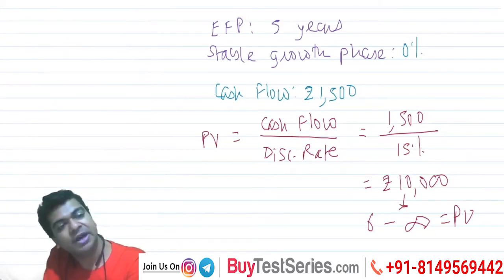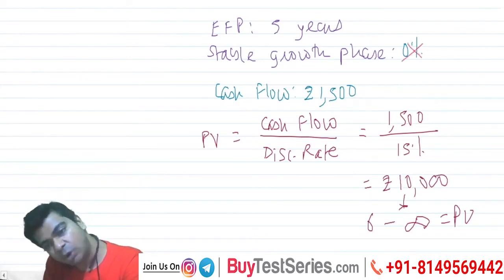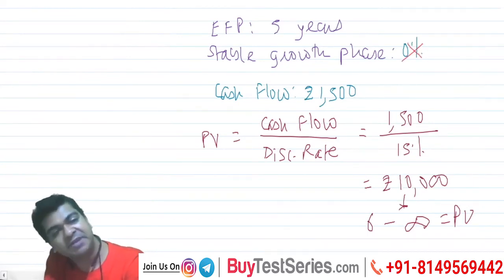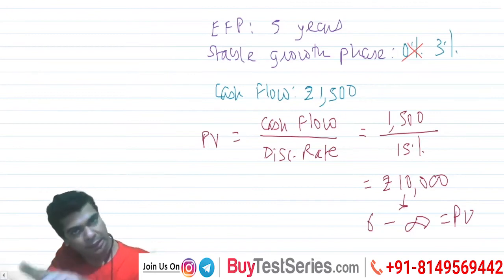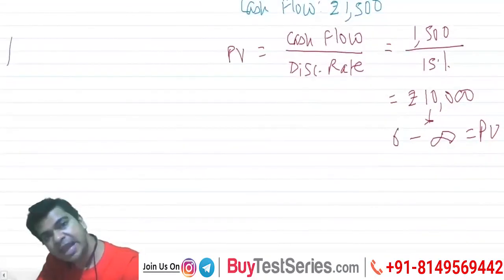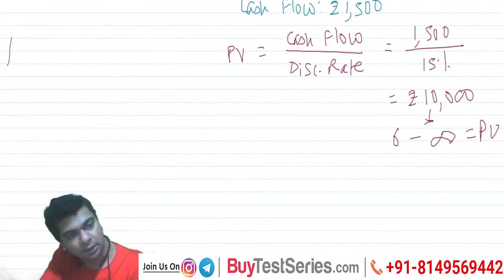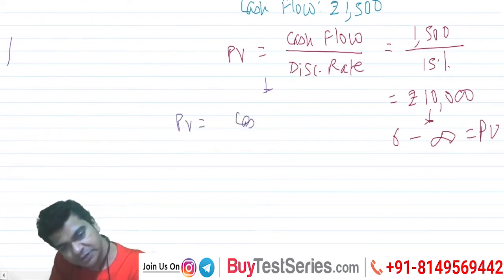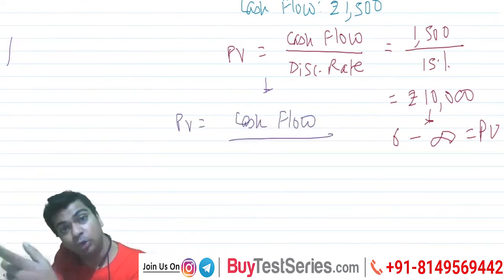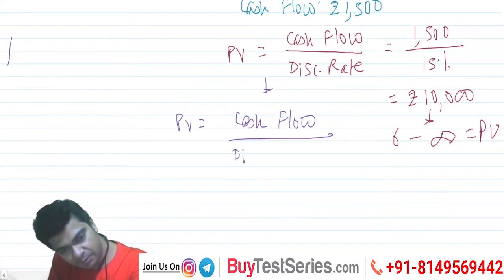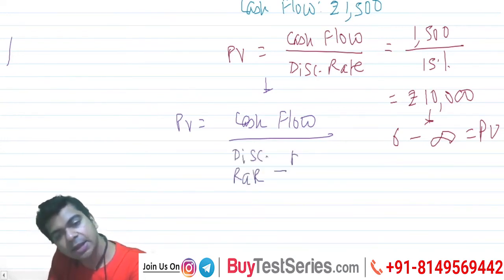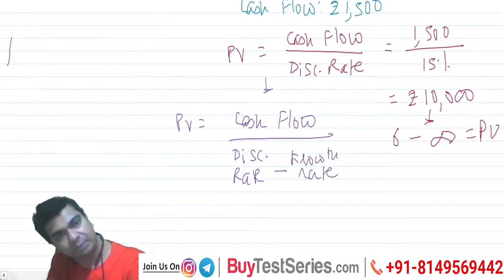Okay, let's take a different example now. Let us say it is not 0%. We are of the view that once we enter into a stable growth phase, our company will grow at 3%. Then how will I work out the present value this time? Earlier present value was cash flow divided by discount rate. This time there is a slight change. The cash flow will continue till perpetuity, and it will be divided by the discount rate minus the growth rate.